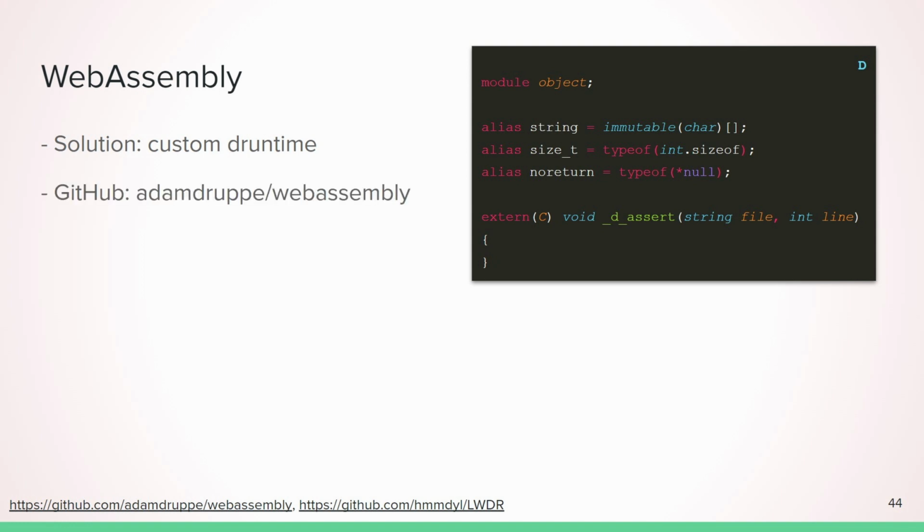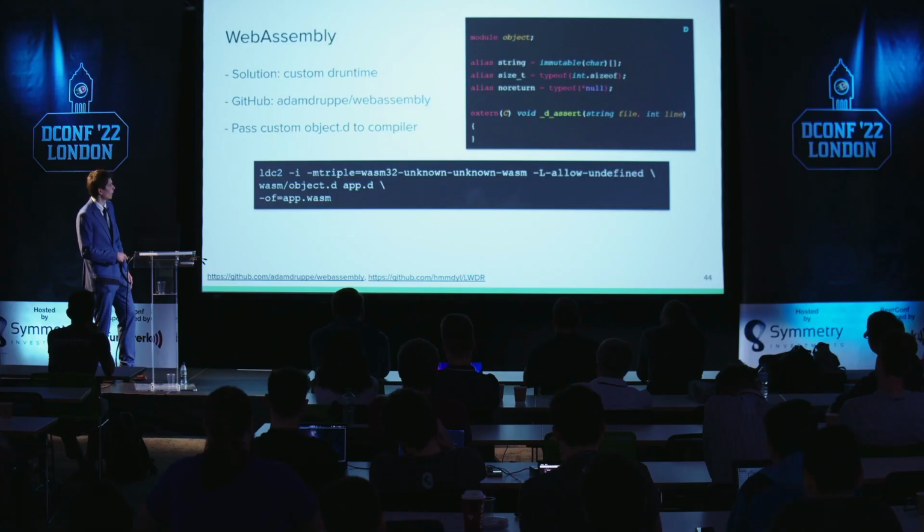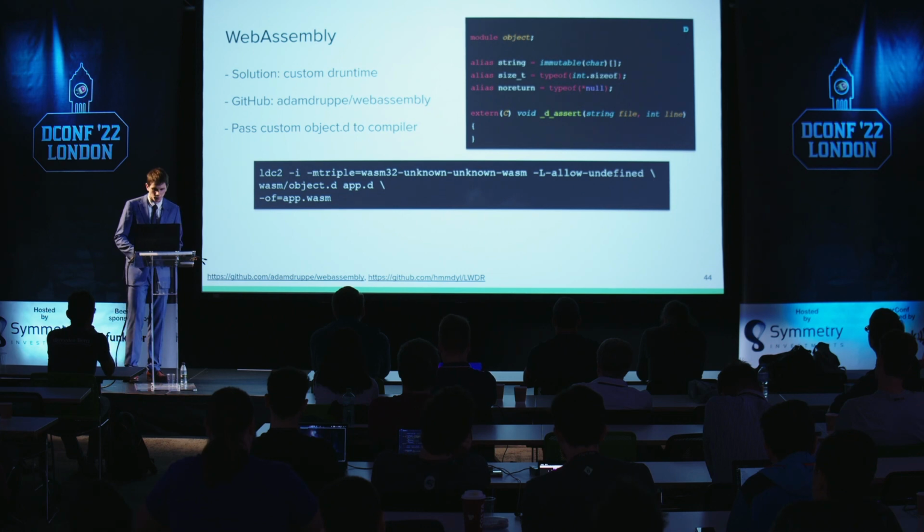So I took Adam Ruppe's WebAssembly example, took his object.d, and kind of added the things that I needed for this project to actually work. And yeah, passed that to the compiler. So this was my build command, like it specifies WebAssembly stuff. But also, it lists this on the command line. If you just put it in the root of your directory, it will always use it, which isn't ideal. But this way, when you pass it, D will use your own runtime instead of the installed one.